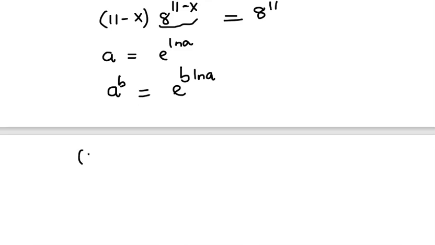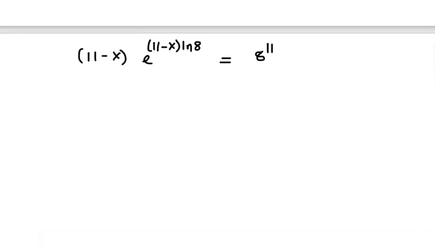So in the bracket, remember we have 11 minus x, then 8 to the power of 11 minus x, so we can write it as e to the power of, in bracket, 11 minus x multiplied by the natural log of the base 8. Therefore, we have from the right hand side that this is equal to 11.